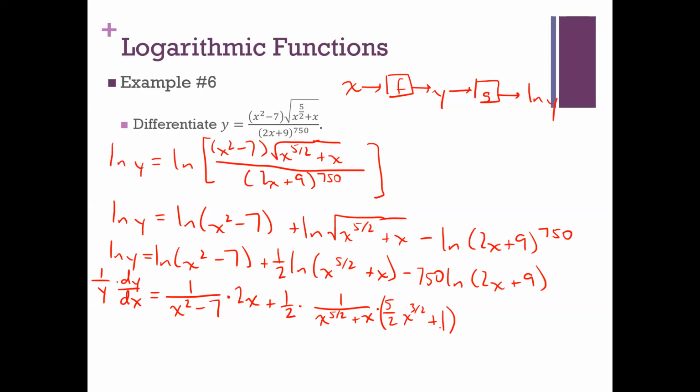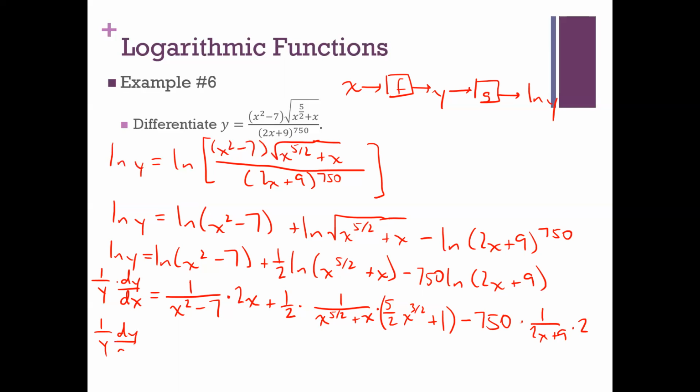Got one more. 1 over 2x plus 9 times 2. Minus, sorry. No, I'm joking, there was something else we lost. Oh, minus 750 times, yeah, so minus 750 times 1 over 2x plus 9 times 2. So still pretty gross, but we didn't have to do product rule and keep track of the 6 or 7 nested functions the way that you were worried about.